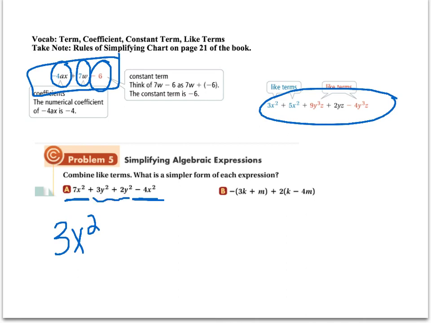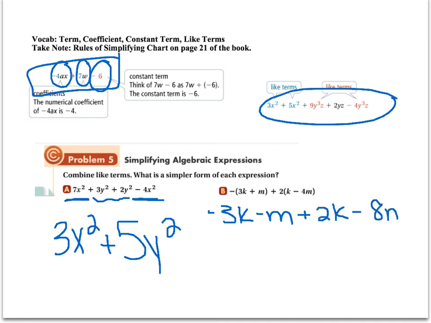3y squared plus 2y squared plus 5y squared. What very important step do I need to take in problem B? Morgan? Distribute. Yes, very good. Remember, a negative sign outside of a parenthesis is just like a -1. So -1 distributes to 3k, giving us -3k. -1 distributes to m, -m. Distribute the 2 as well, plus 2k minus 8m.